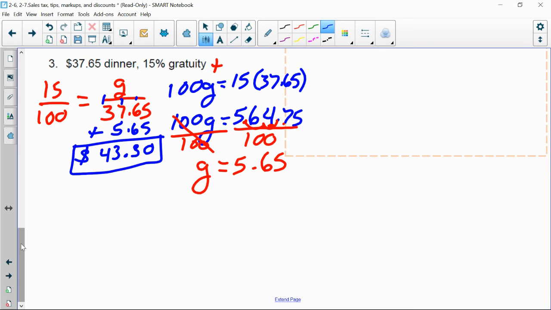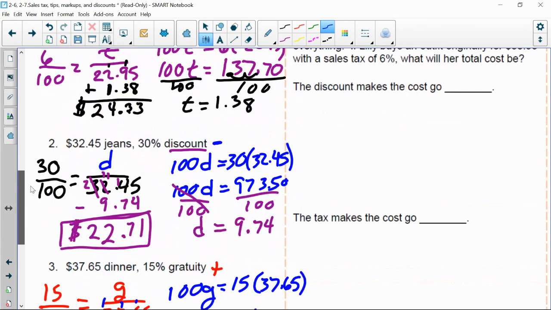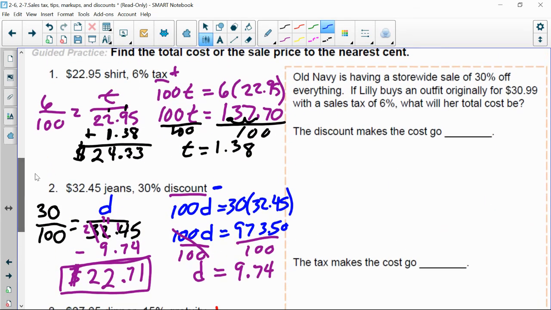All right, let's talk about the next one in the box. This one can be a challenge. Old Navy is having a store-wide sale of 30% off everything. Lily buys an outfit originally for $30.99 with a sales tax of 6%. What will her total cost be?